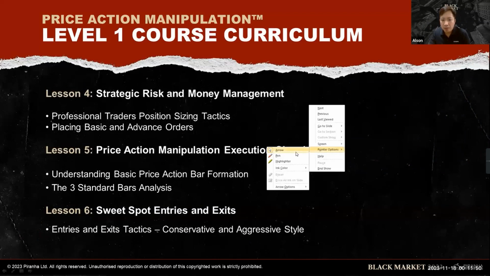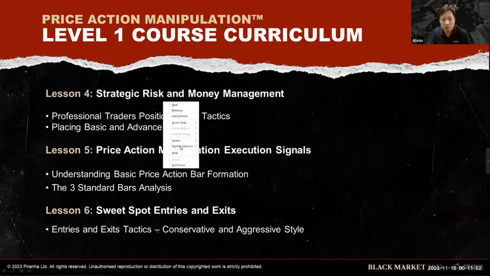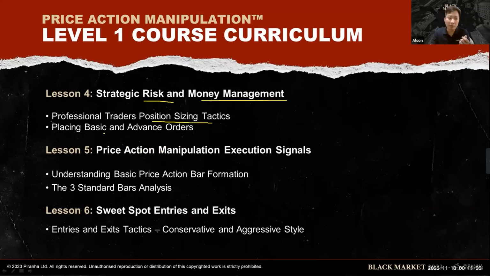Lesson 4 will be on strategic risk and money management. So I'm going to cover more on position sizing, basic advanced orders, how to do your risk management. Because strategy is important, but you also need to know how to manage your risk and your portfolio as well. Okay, you're going to learn that in lesson 4, and then execution signals will be on the 3 standard bar formation analysis. It's like your confirmation signal.